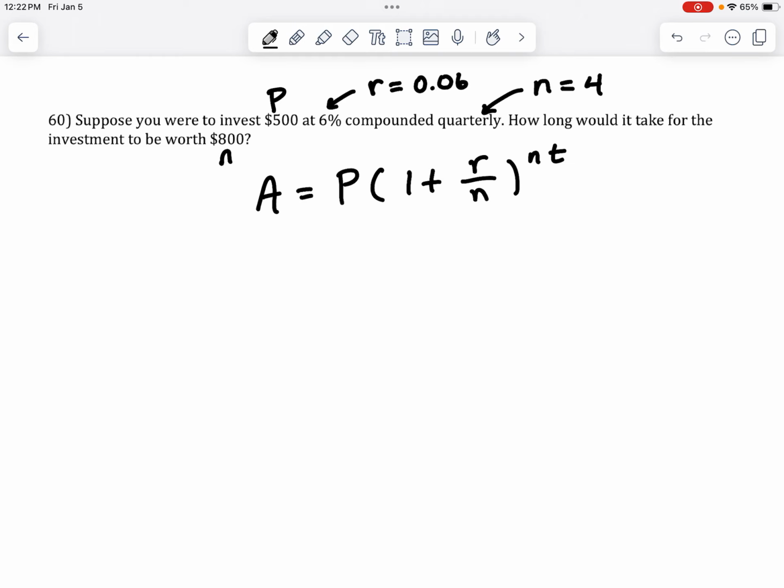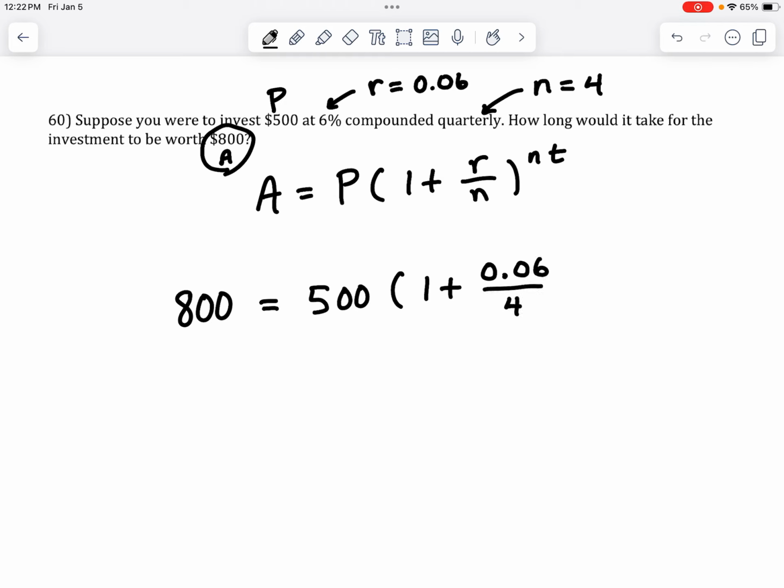And then how long until the amount is $800? So the A is $800. The capital P is 500. R gets changed to the decimal 0.06. N is a 4. And then we need to solve for T. And of course, we will use logarithms in the second step.